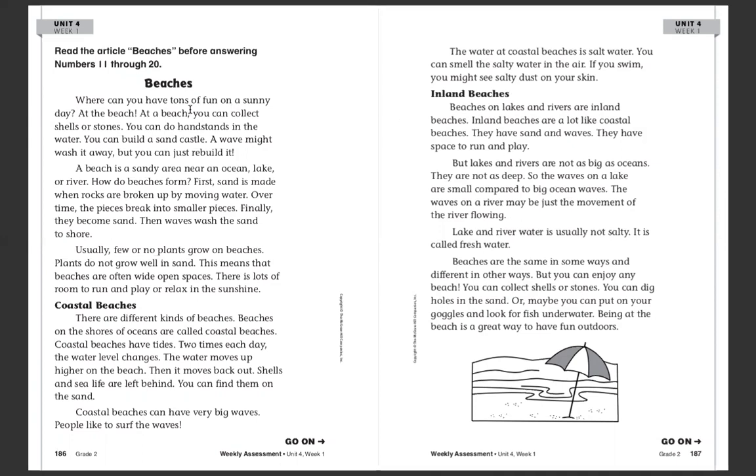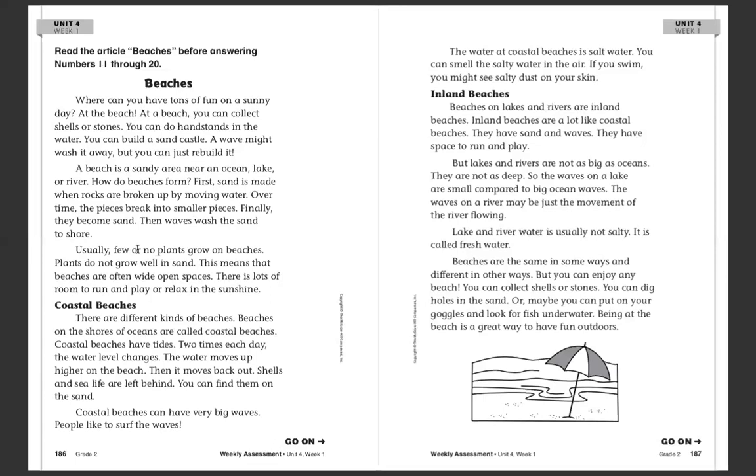Beaches. Where can you have tons of fun on a sunny day? At the beach. At a beach, you can collect shells or stones. You can do handstands in the water. You can build a sand castle. A wave might wash it away, but you can just rebuild it. A beach is a sandy area near an ocean, lake, or river. How do beaches form? First, sand is made when rocks are broken up by moving water. Over time, the pieces break into smaller pieces. Finally, they become sand. Then, waves wash the sand to shore.